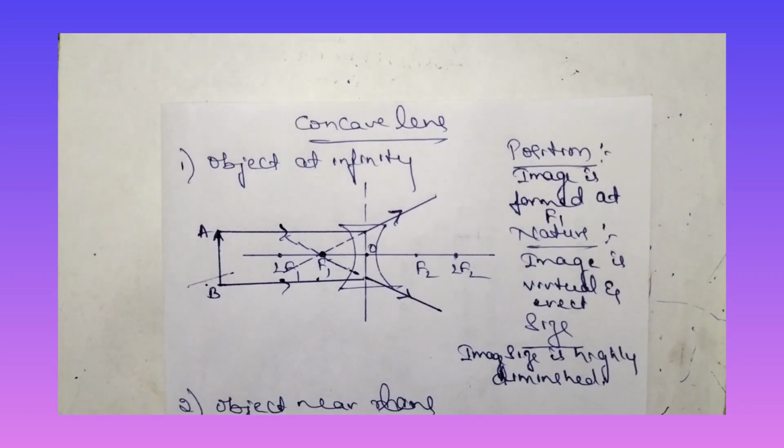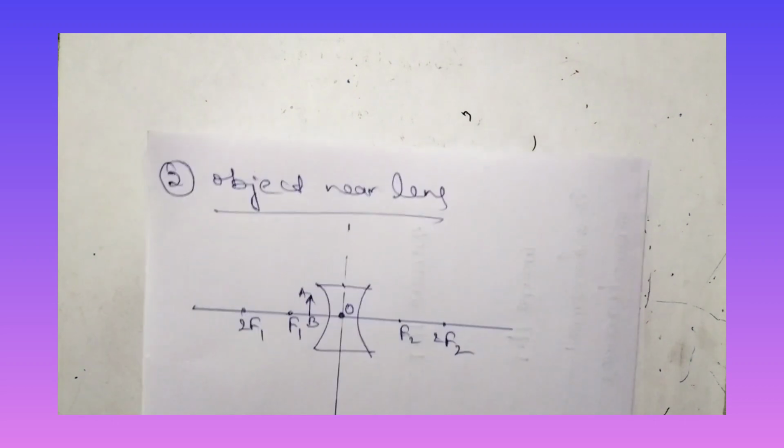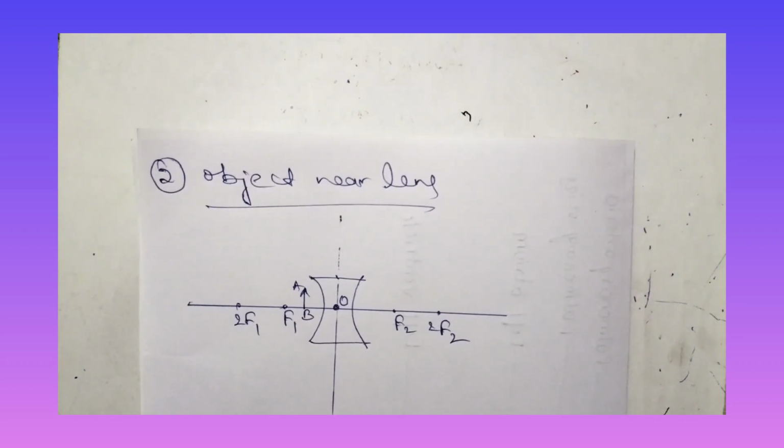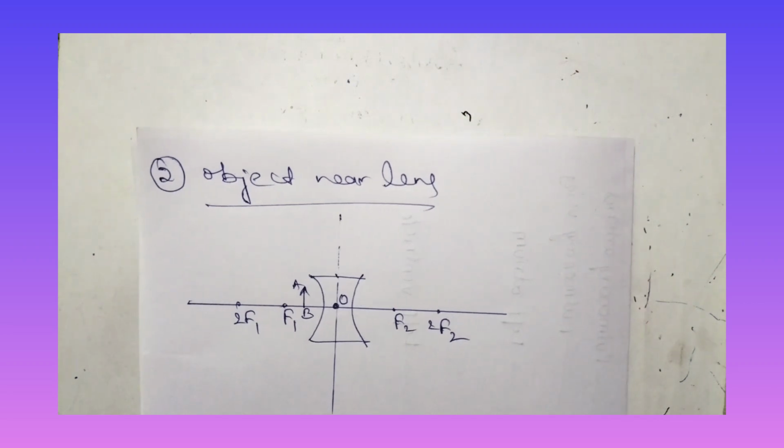So this is the first position, when the object is kept at infinity. One more position will be there, when the object is kept near the lens. Only two cases will be dealt with for the concave lens. The first position, object is kept at infinity, and the second position, when the object is kept near the lens. Let us see what happens.